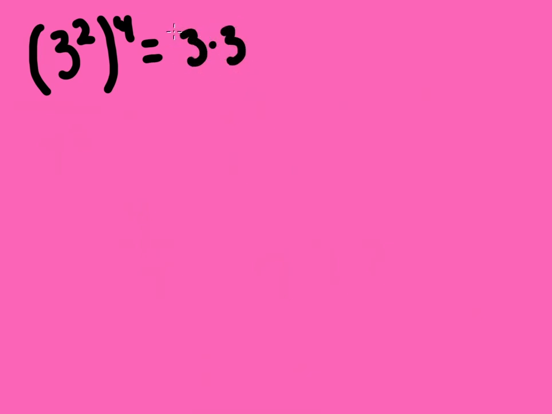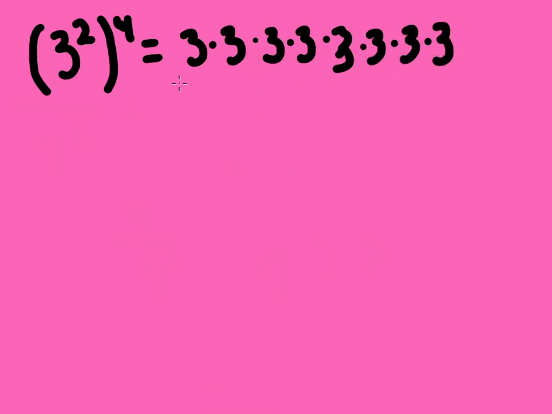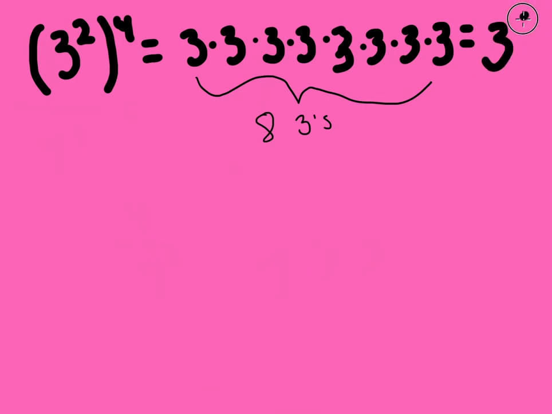Now, remembering that exponents are just repeated multiplication, we can write this out. So 3 squared is 3 times 3, and we have 4 of those. So 3 times 3 times 3 times 3 times 3 times 3 times 3 times 3. How many 3's am I multiplying together here? I have 1, 2, 3, 4, 5, 6, 7, 8. I have 8 3's. So that's going to be 3 to the 8th power.